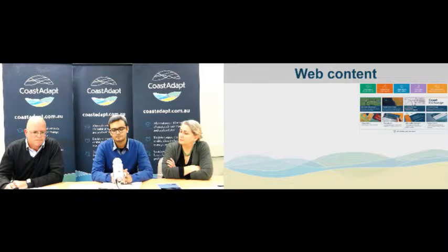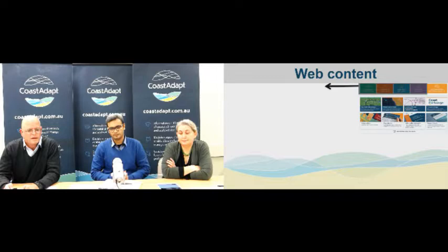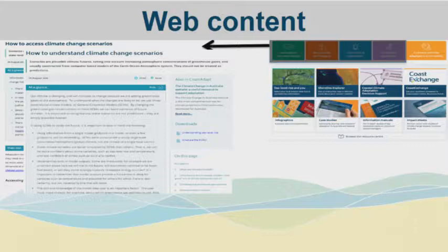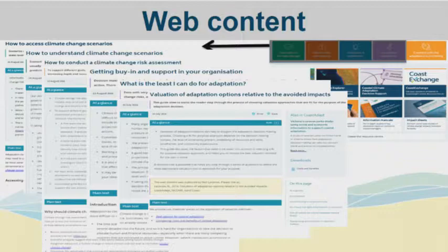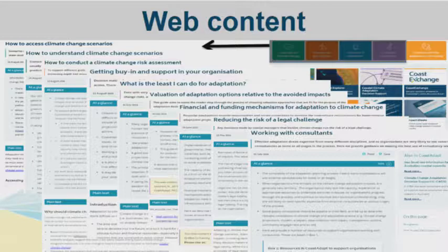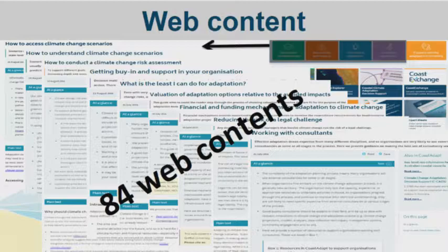So the web content that we have in CoastAdapt is a lot of it, as I said before, and we provide information about a lot of different things, ranging from how to access climate change scenarios, and I'm not going to list them all here, but just showing you that there are a range of really important bits of information that can help you with your adaptation planning and with adaptation action later on. A lot of these include important things to our stakeholders, such as reducing the risk of legal challenge and working with consultants. So there's 84 pages of this sort of content, all with the skimmer, wader, diver approach that I talked about earlier.